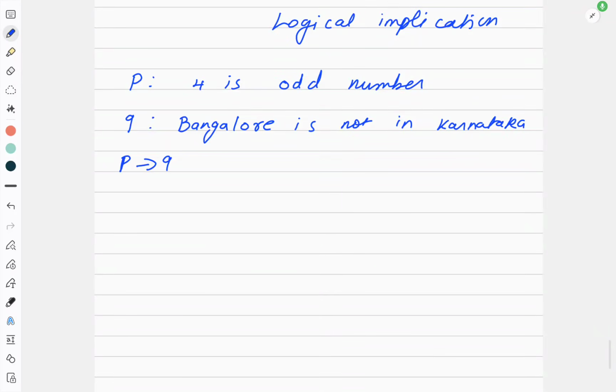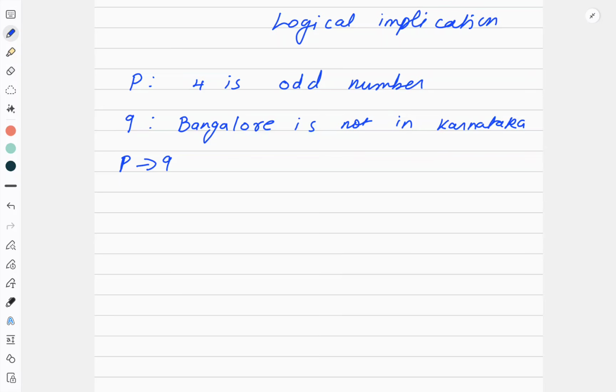Hello students, let us study logical implication in discrete mathematics. Now students, look at this example. Suppose P is a proposition, 4 is odd number. Now tell me, what is a proposition? I told you it is a declarative statement which can have the value true or false.